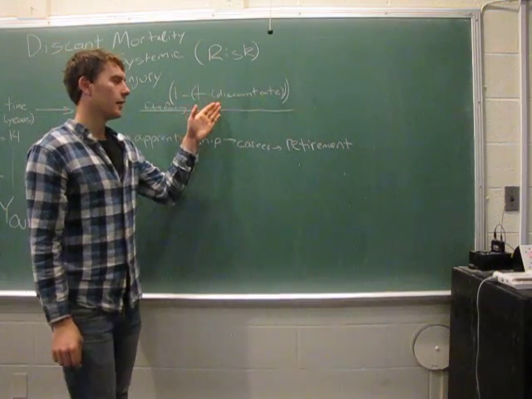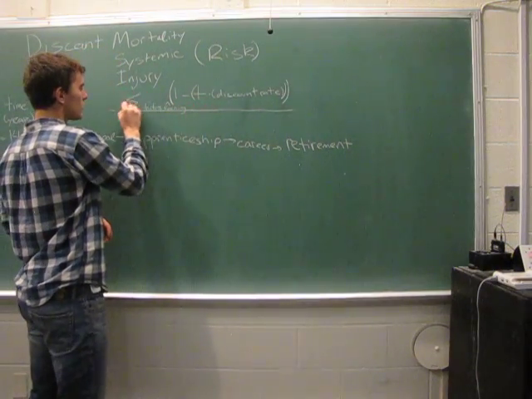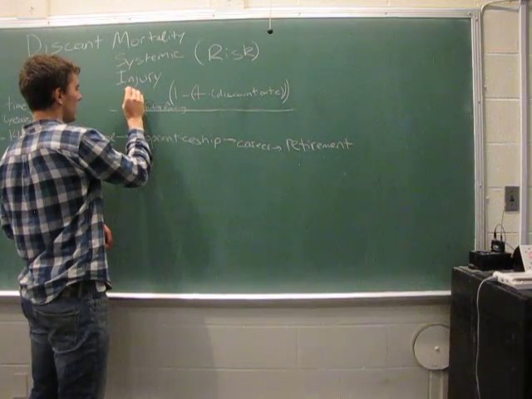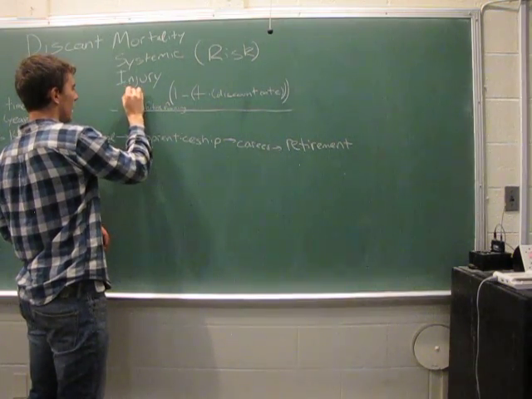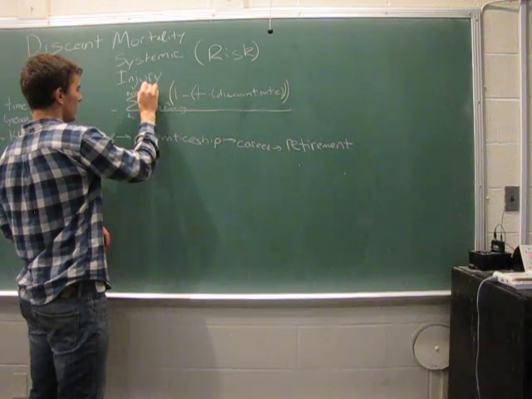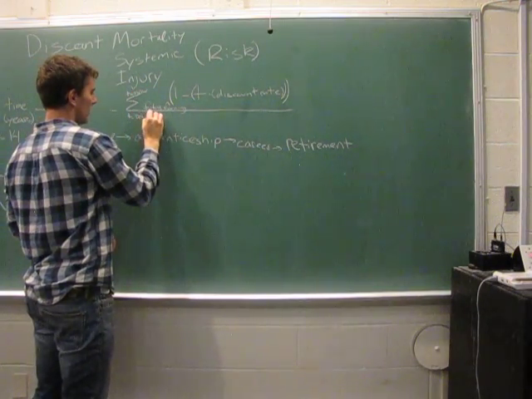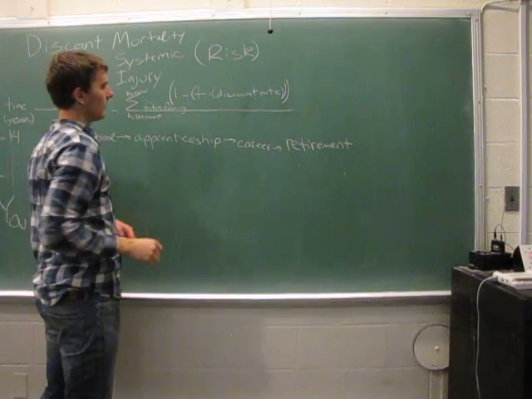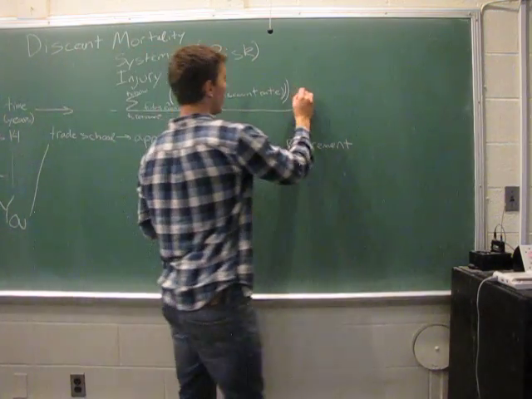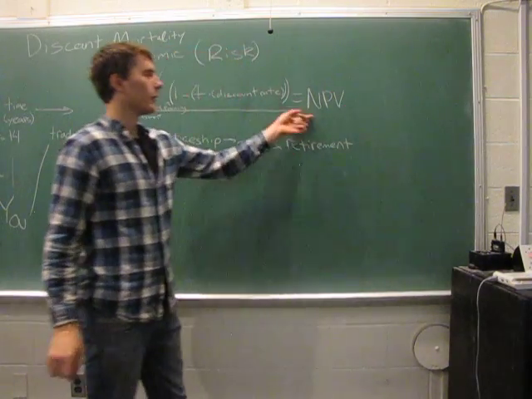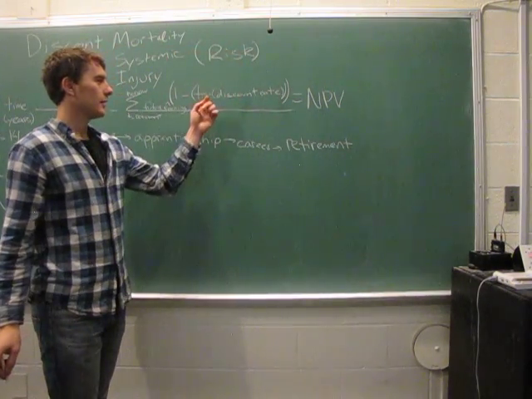And then if you sum all of these future earnings from T equals today to your retirement, you're going to get the net present value of your future earnings discounted.